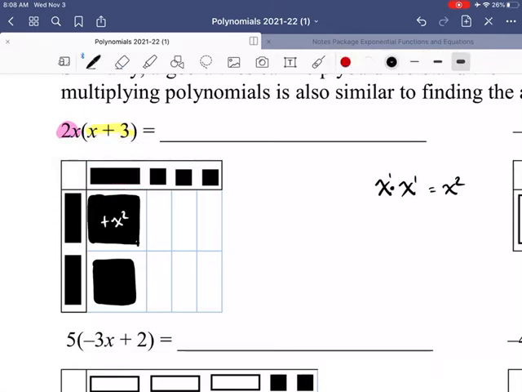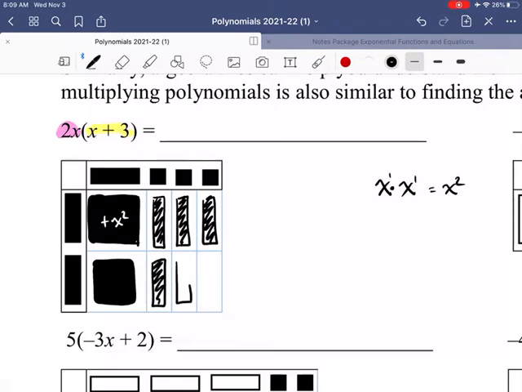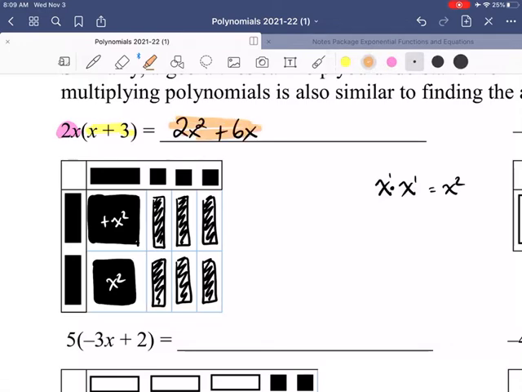1 multiplied by x is going to give us just an x, and it's positive. Same thing here, positive x, and positive x, positive x, positive x, and positive x. So what do we have here? We've got 2x squared and positive 6x. The resulting stuff in the middle we write algebraically.